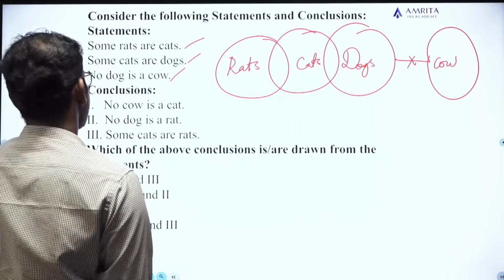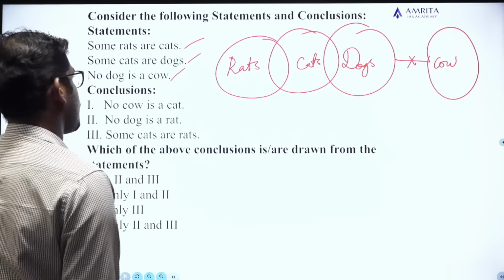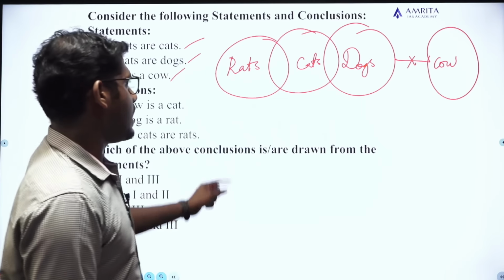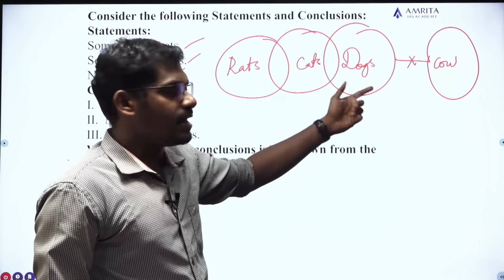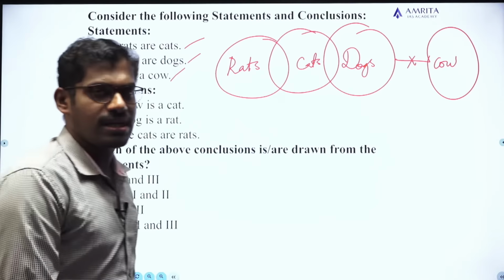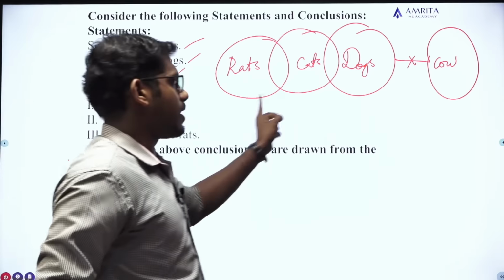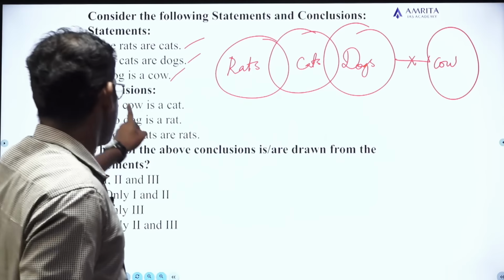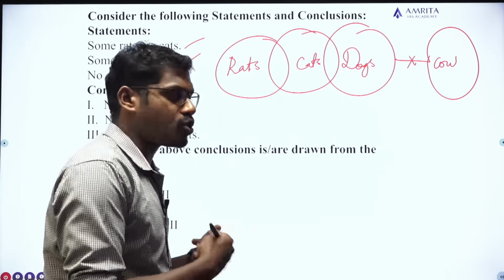Okay, fine. First conclusion, no cow is a cat. Our one shortcut is that if all the figures are in a single Venn diagram or mutually connected, then we can definitely say that the no statement is incorrect. But the statements contain one no statement. So, not all the Venn diagrams are connected. So, we cannot say that no cow is a cat at the first instance. We have to prove that.